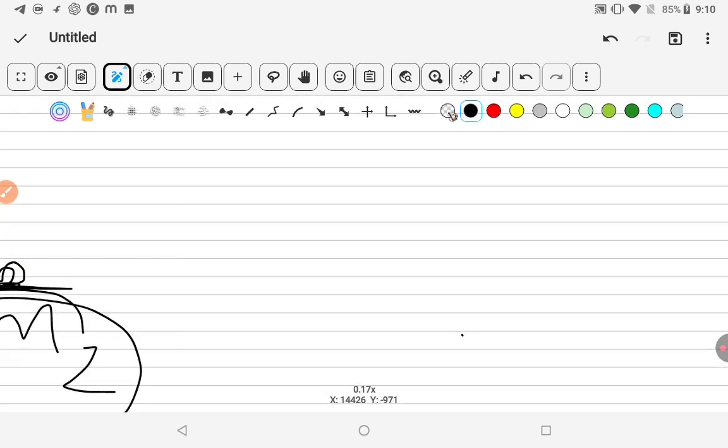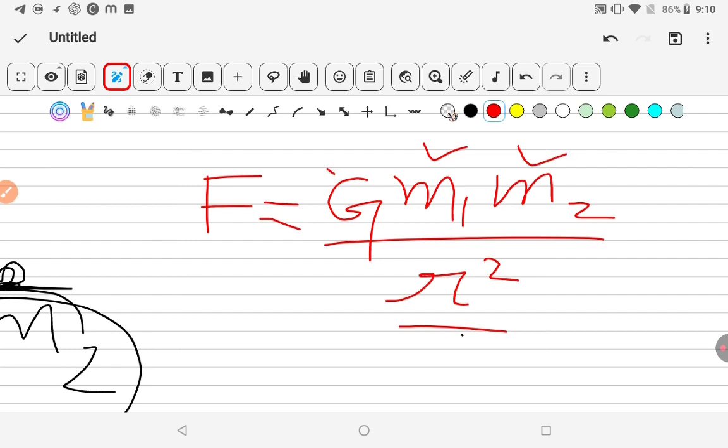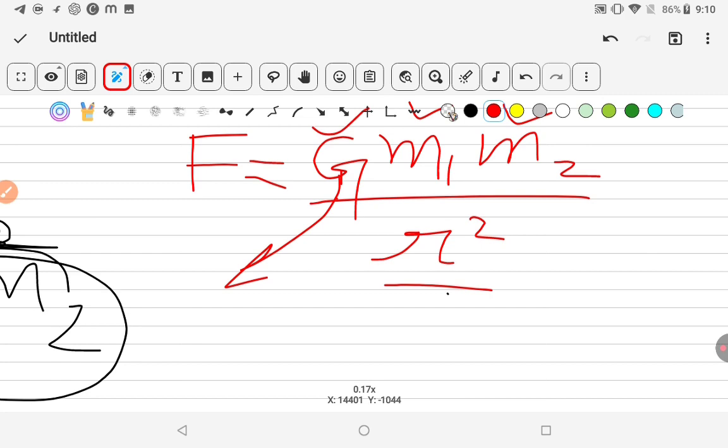So the formula of gravitational force is F equals G m1 m2 upon r square. r is the line of joining the two masses which are attracting each other, these are the gravitational masses, and G is the gravitational constant. Universal gravitational constant. Why did we name this so? Because this won't change even on another planet.